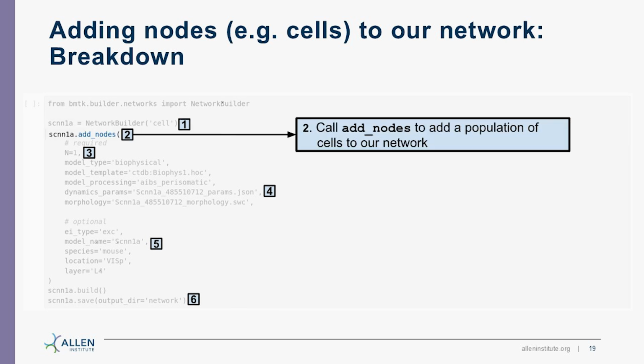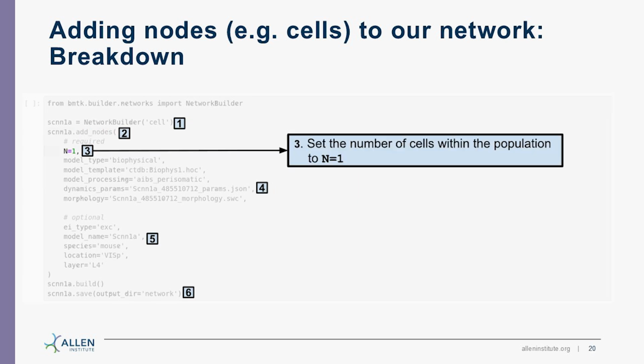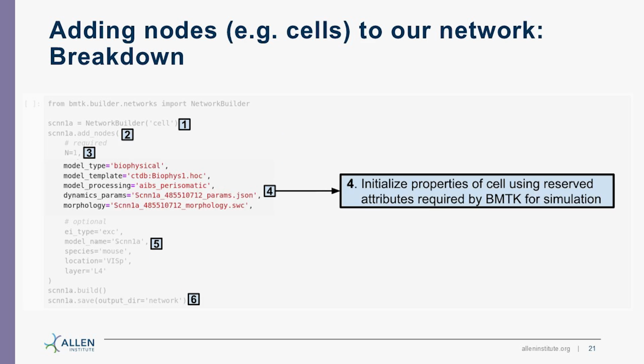Then you add the number of nodes with that specific type that you want to add to your populations. In this case, this is done with the add nodes function that has all of these parameters. The add nodes will allow you to add the number of cells with that specific type, and the specific number of cells for that node is in the n variable, in this case just one cell. And then you have a set of parameters that define your node or cell type.